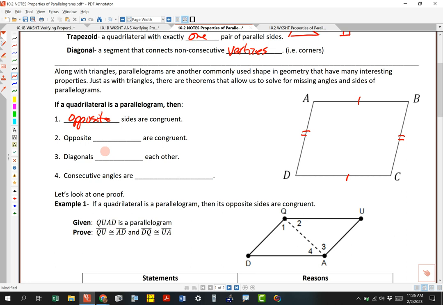Opposite angles. So we can mark here and here, and we can mark here and here.